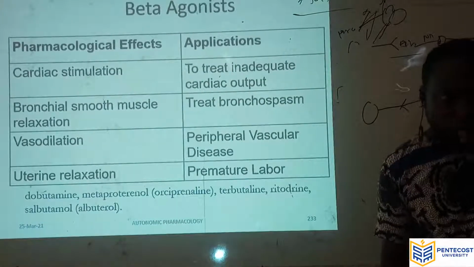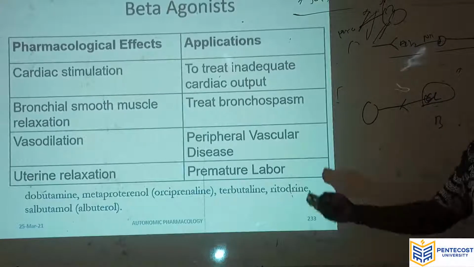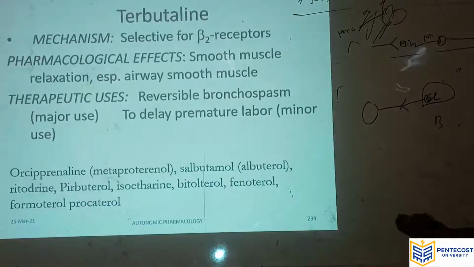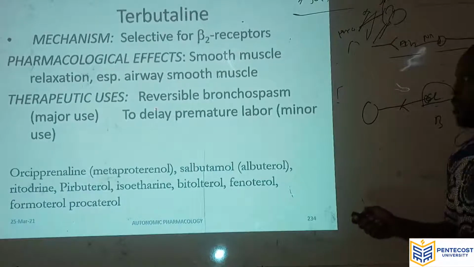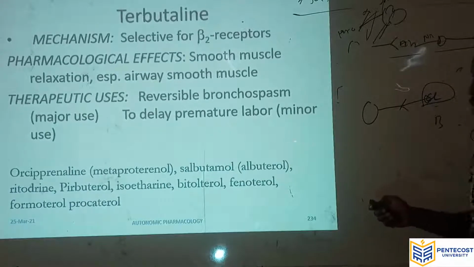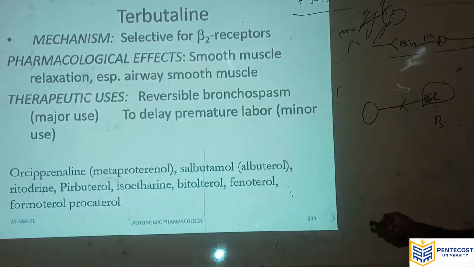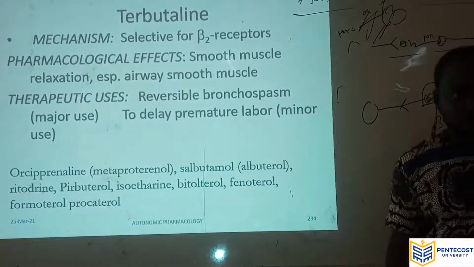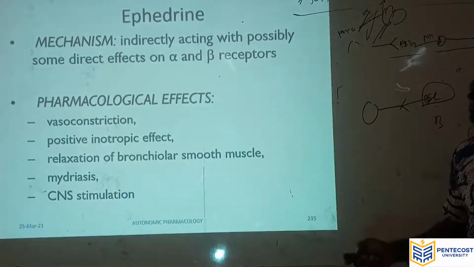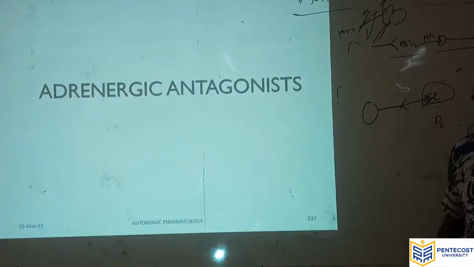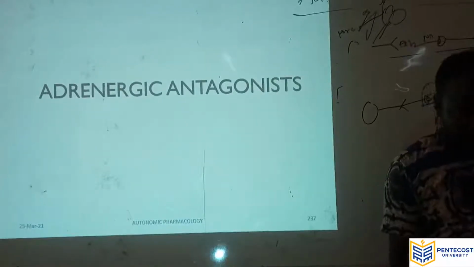Now let's move to the uses. We've talked about almost all these uses. Terbutaline can be used to delay premature labor. You can use it to delay premature labor, even though it can also be used to reverse bronchospasm. So these are some drugs earlier used. Please, I want you to go through this for yourself. And let's move to antagonists.